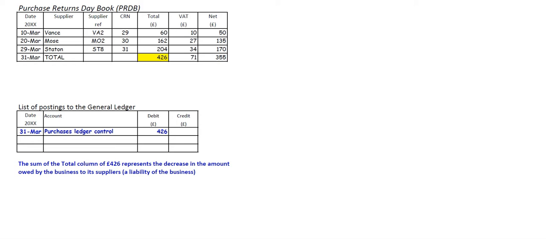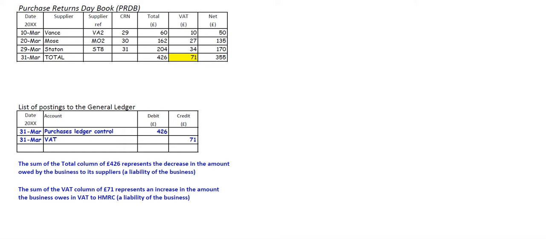We can then record the total of our VAT column, and that will be credited to the VAT account. And it's a credit because it actually represents an increase in the amount that the business owes to HM Revenue Customs. It's an increase because it represents a reduction in the amount that we can claim from the invoices that have been wholly or partially reversed by this credit note.